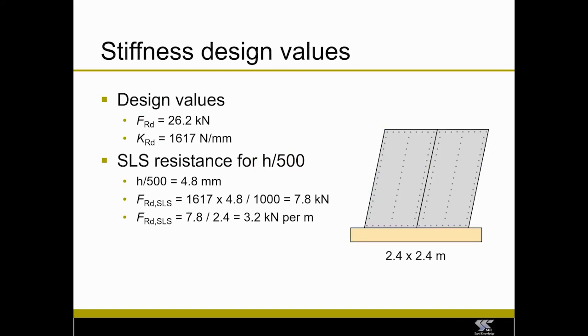In terms of using that data, obviously the ultimate limit state resistance of 26 kilonewtons is directly applicable to a panel of that size. If you want to think about the stiffness and how that relates to an applied load, well, obviously you can multiply that by the deflection limit. So H over 500 gives us 4.8 millimeters. So we actually get 7.8 kilonewtons, or if you want to represent it another way, 3.2 kilonewtons per meter width of panel. So in this case, obviously you can see SLS will be the critical case.